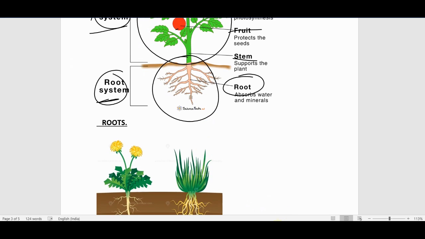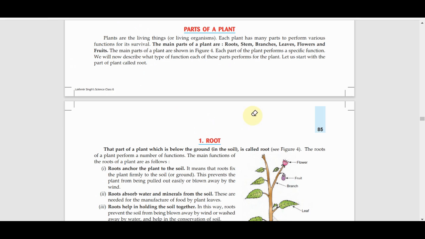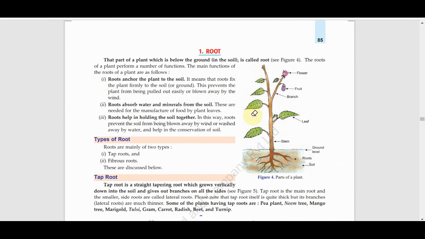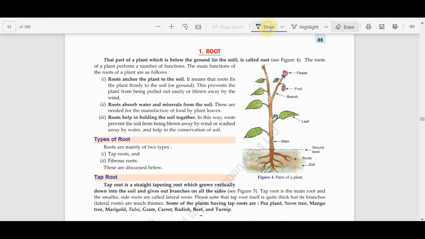So what is the root and what are the major functions of the root? You will see the first function of the root. First, roots anchor the plant to the soil. If you see here, roots anchor the plant to the soil. What is the meaning of anchor? Roots hold the soil fixed together and give support.